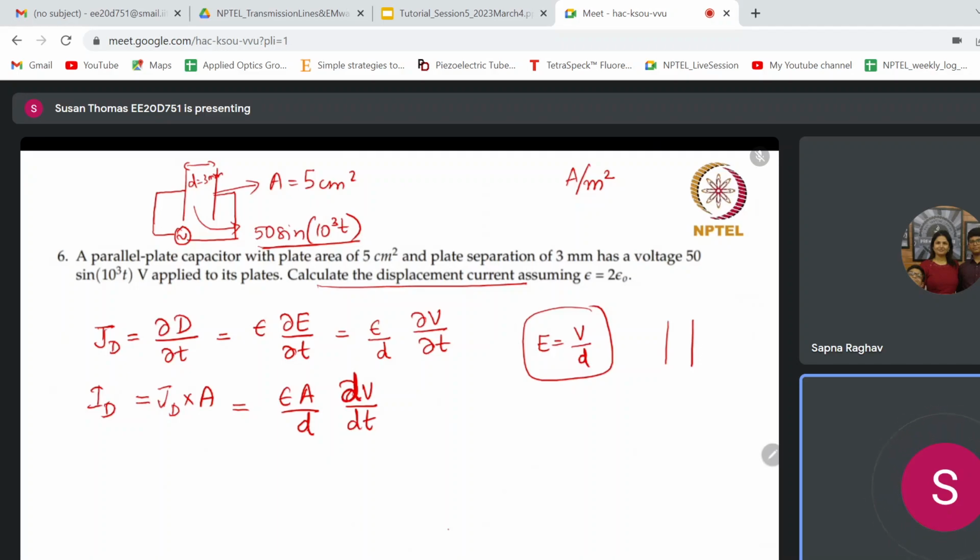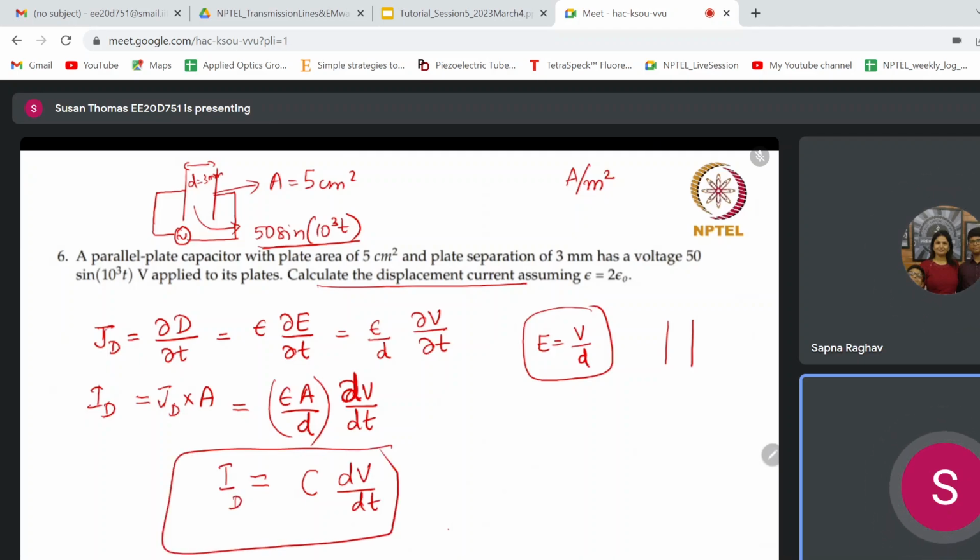Now look at this. What does it mean? What is epsilon A by D? If you remember, that is the capacitance. And so I can write it as C dV by dt. This is a very basic relationship, the current of a capacitance, C into dV by dt, wherein C is nothing but epsilon A by D. So now I hope this whole picture is clear to you.